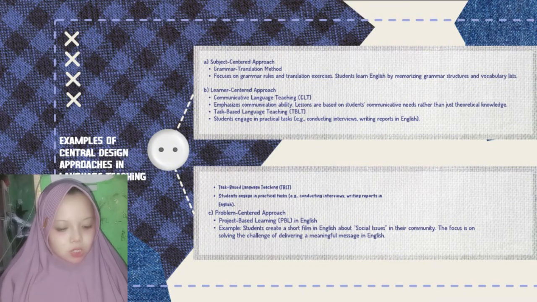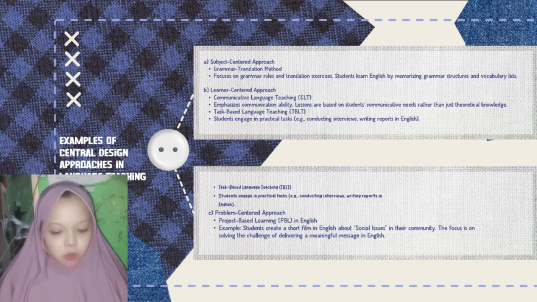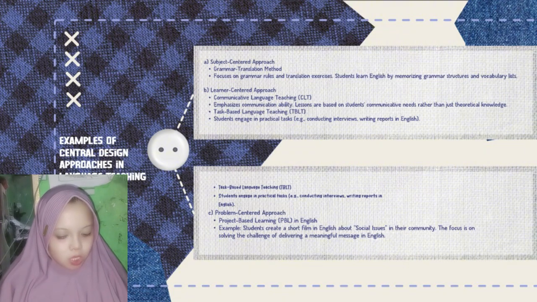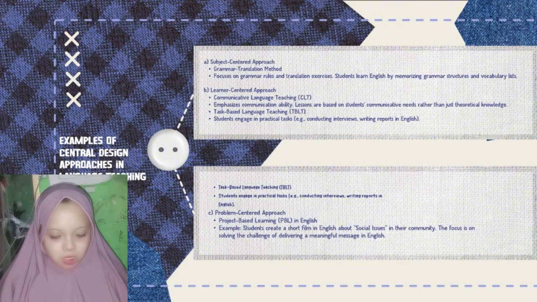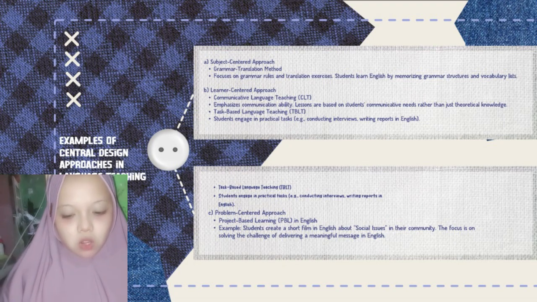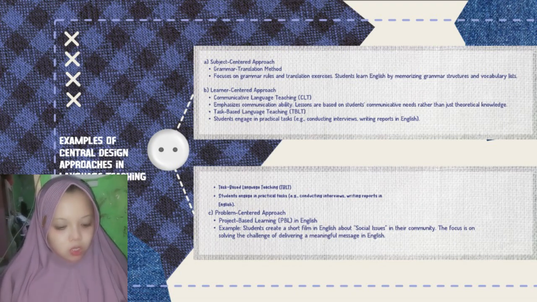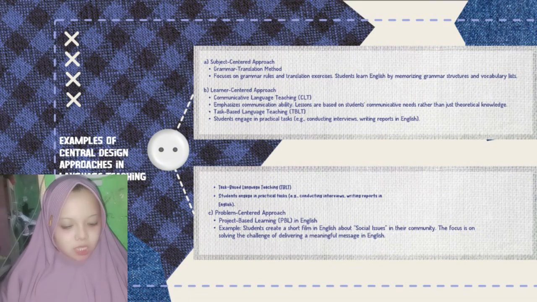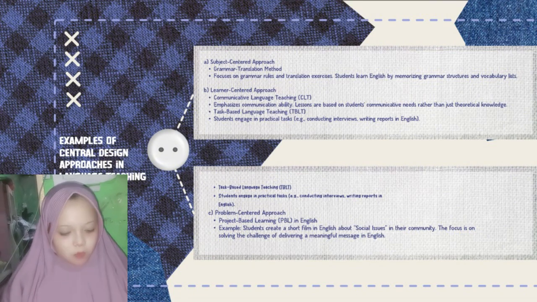B. Learner-centered approach. 1. Communicative language teaching (CLT). 2. Emphasize communication ability. Lessons are based on student communicative needs rather than just theoretical knowledge. 3. Task-based language teaching (TBLT). 4. Students engaged in practical tasks.